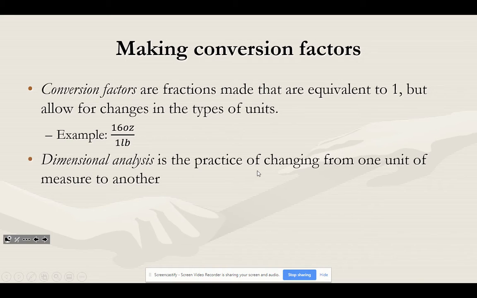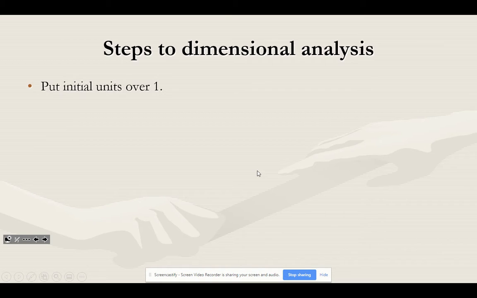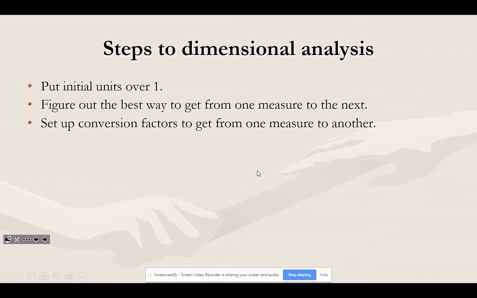The process by which we change from one unit to another is called dimensional analysis. Here are your steps to dimensional analysis. You should always start by putting whatever initial units you are given in the problem over 1. Then, use your conversions that you know and conversions that you don't know to figure out the best way to get from one measure to the next. It's kind of like putting a puzzle together. Then, set up conversion factors to get from one measure to another.